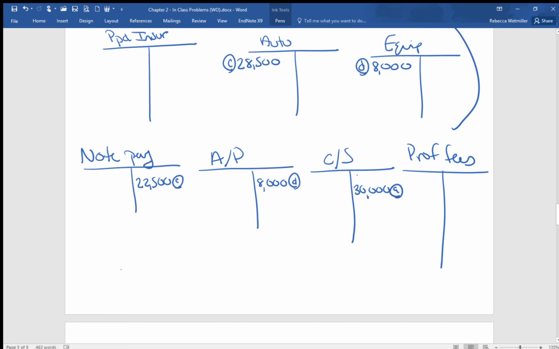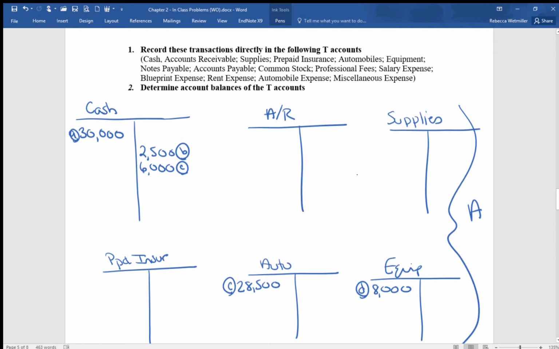Okay, transaction E. I paid cash for supplies of $2,100. So I received supplies for $2,100. So I increased my asset of supplies. In exchange, I paid cash. So I decreased my cash by that $2,100.